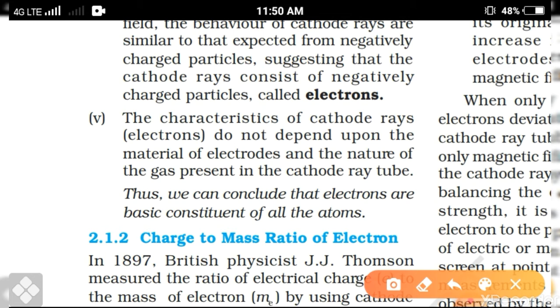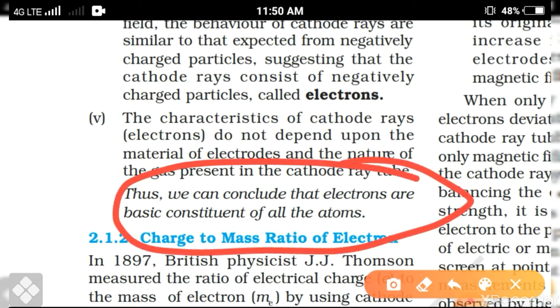Thus we can conclude that electrons are the basic constituent of all atoms. Also we can say that electrons are the main, basic constituent of all the atoms. All atoms have electrons present, the basic constituent which carries the negative charge. Understand that?